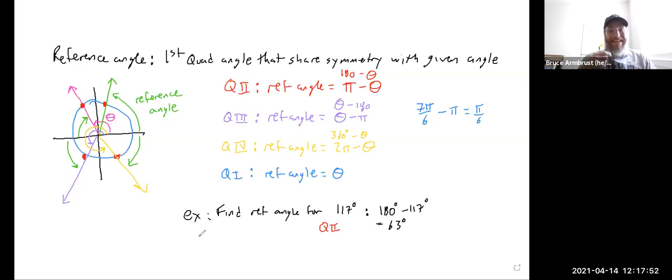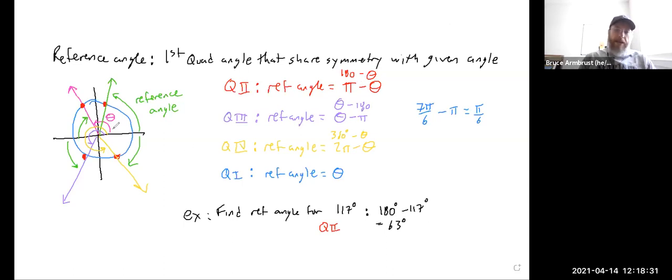So that's the first quadrant angle that shares a symmetry with 117 degrees. So we know that the trig function values for 117 are going to be the same as those for 63, just with potentially different pluses or minuses. Okay, so that's why we care about reference angles. Yeah, they're pretty useful. All right. And it's really that easy. It's just a matter of remembering which of these things to do.